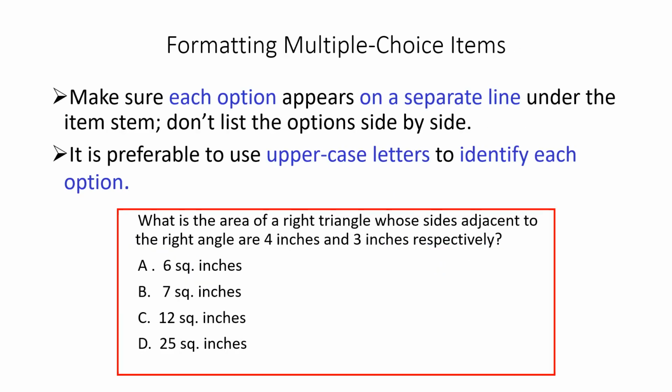When you're formatting multiple choice items, you want to make sure that each option appears on a separate line under the item stem. You don't want to list options side by side because students might miss the second, third, or fourth item in the list. It's preferable to use uppercase letters to identify each option.